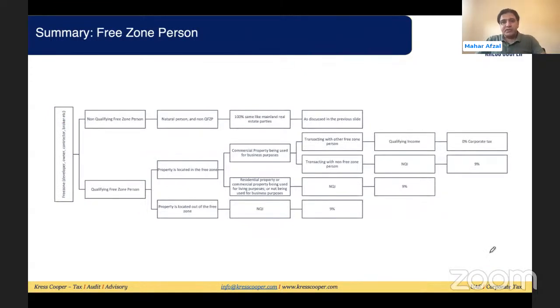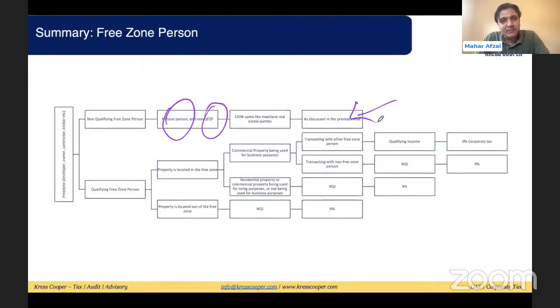Now this is the free zone person. In the previous slide, we discussed the mainland party. Here we have the non-qualifying free zone person and the qualifying free zone person. A non-qualifying free zone person will be treated 100% like a mainland real estate party. A natural person can be a non-qualifying free zone person, and will fall under this category, treated as we discussed in our previous slide.